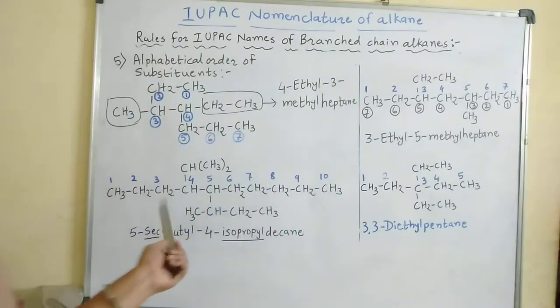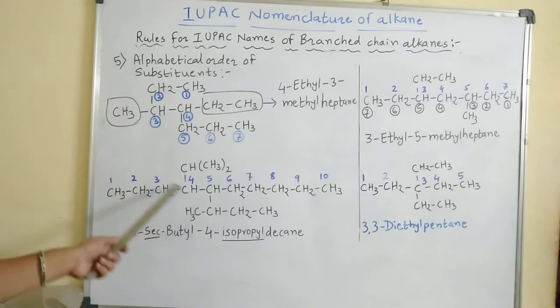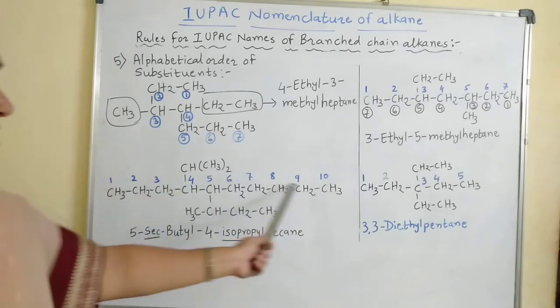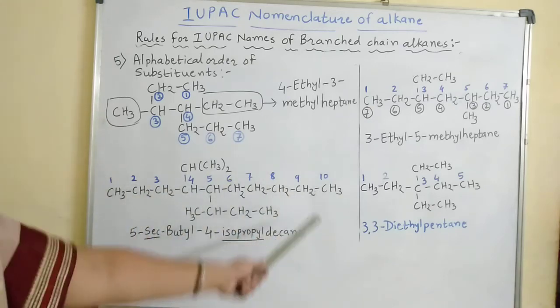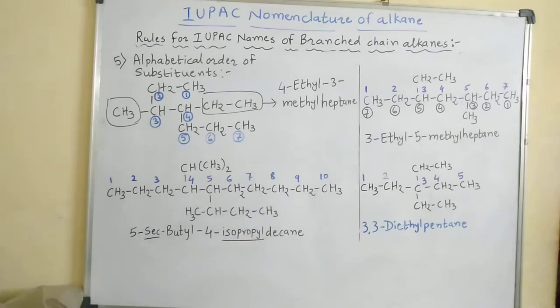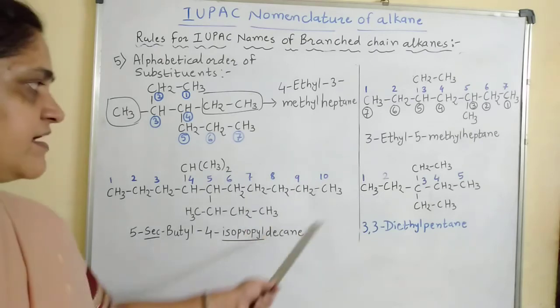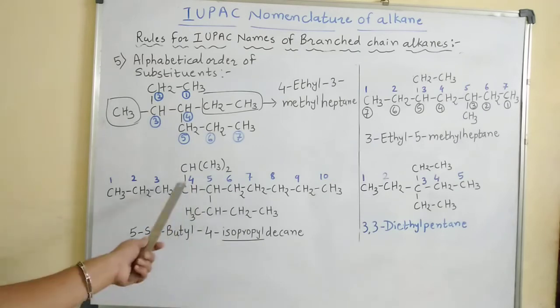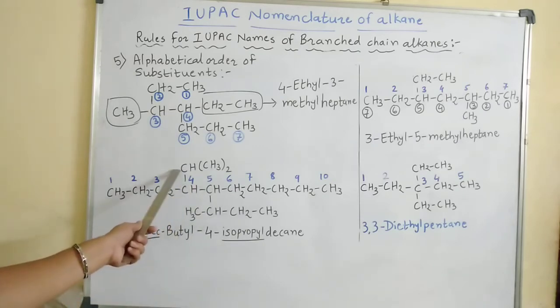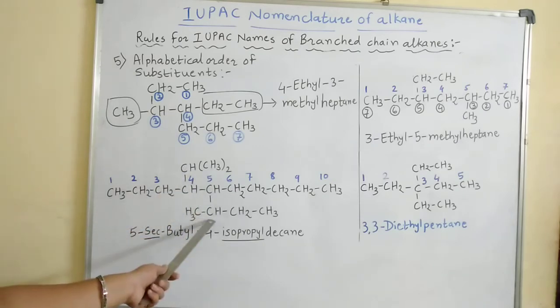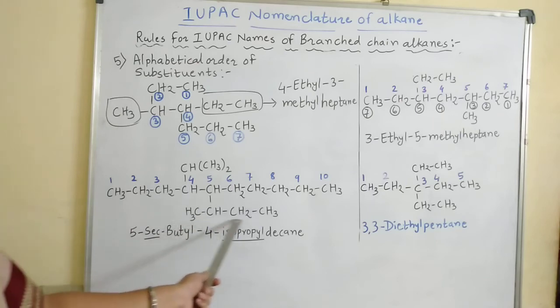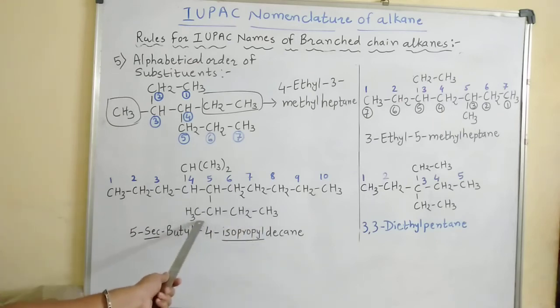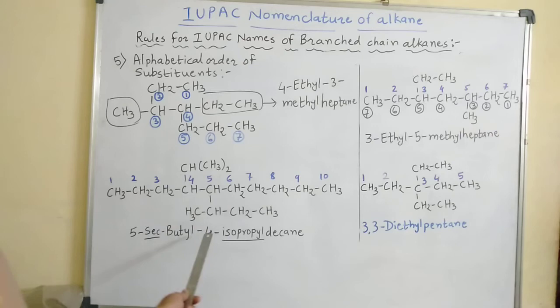Now consider this second example. Here I have numbered the carbon chain. Total 10 carbon atoms are there, so our word root is dec and suffix is ane. So decane is the parent hydrocarbon. In this, carbon number 4 is carrying an isopropyl group, while carbon number 5 is carrying a secondary butyl group. This is the secondary butyl group. The secondary butyl group is formed by removal of one hydrogen from carbon number 2 of butane, and that is why it is a secondary butyl group.